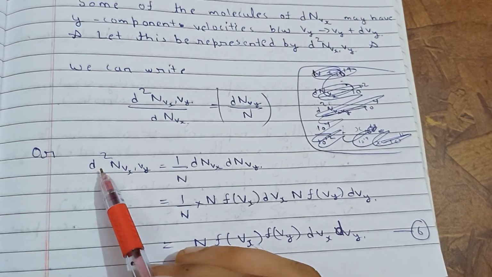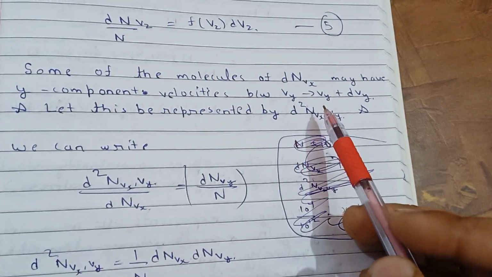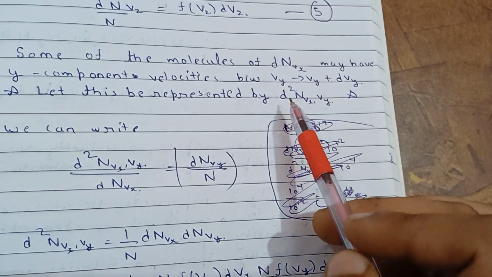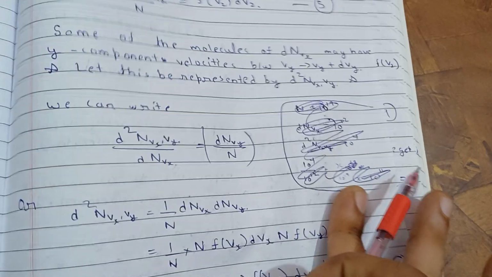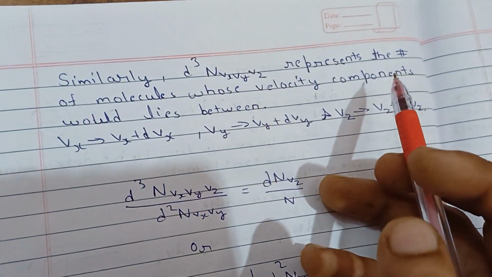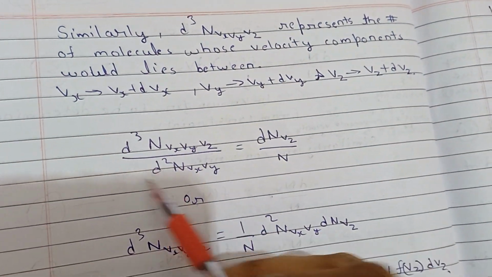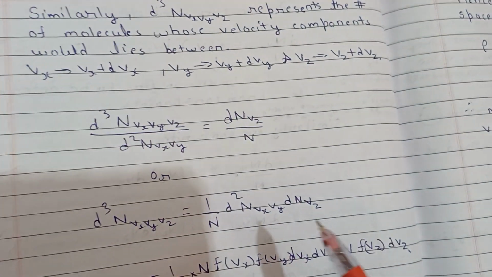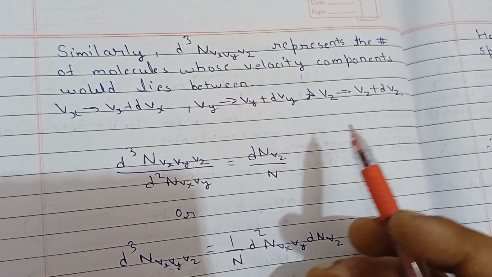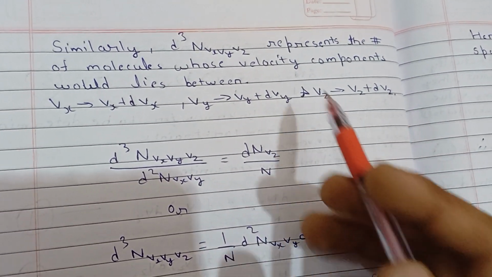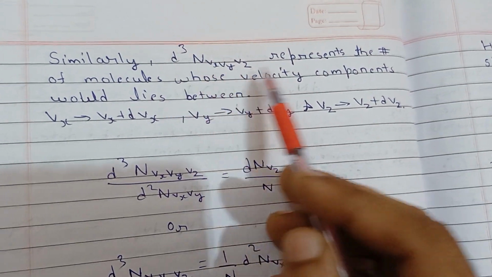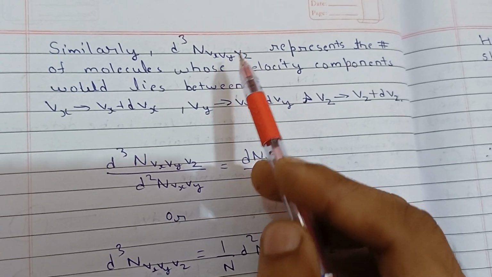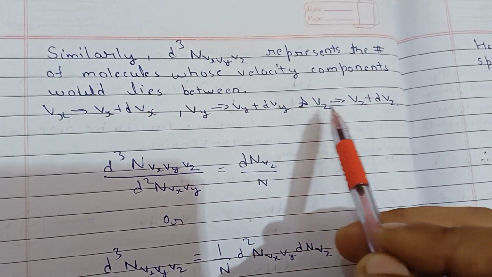Now again, from these vx vy particles there may be some whose z component also lies between this region. That will be represented by d³N_vxvyvz, and that fraction will be written in this form: from vx vy you have written this, it will equal dN_vz divided by N. I am telling you this to develop the concept. You don't need to remember this whole proof, you just need to remember the result I will give you, but you must know how we came to this result. So d³N_vxvyvz represents the number of molecules whose velocity components lie between vx and vx plus dvx, vy and vy plus dvy, vz and vz plus dvz.